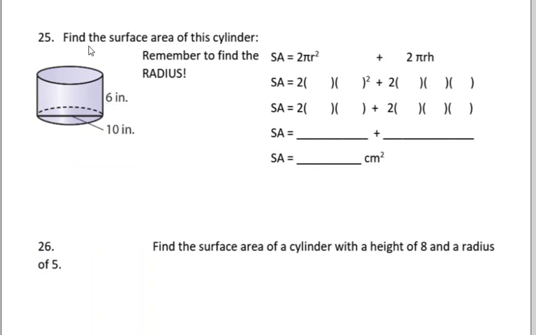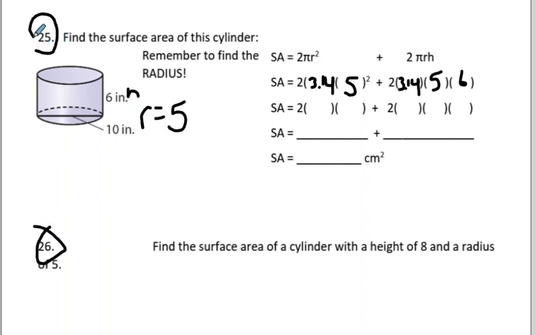Number 25, again, I'll get you started. Find the surface area of the cylinder. We know that is the diameter. The radius is what I need for my formula. The radius is 5, and your height is 6. So same thing, we'll plug in all of the things that we know. We know pi is always 3.14. We know the radius is 5 squared, plus 2 times pi, which is 3.14, times radius 5, times height 6. I'm going to leave you at that, and I want you to simplify the square first and then add them all together. Then you'll also finish number 26. Awesome job.